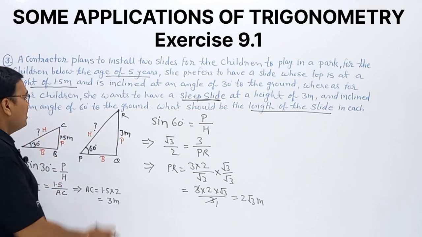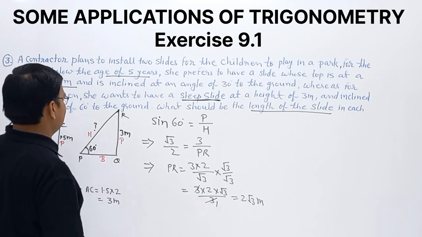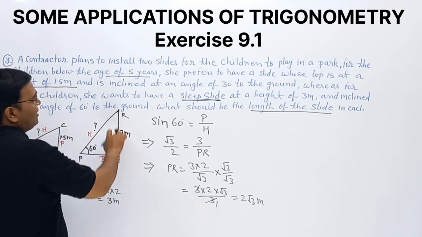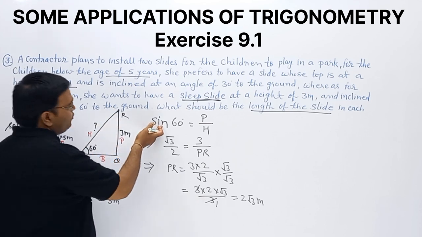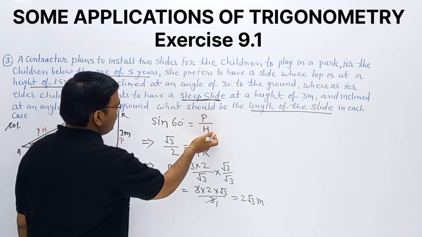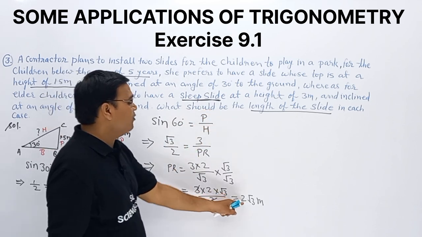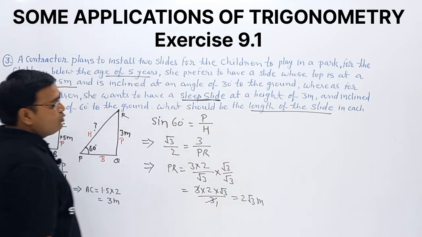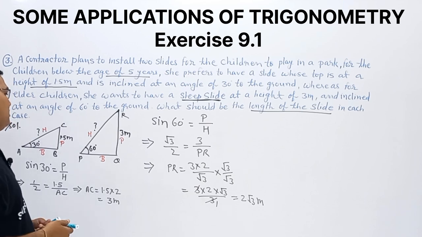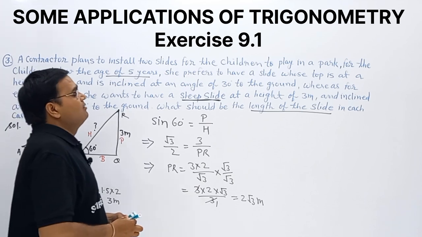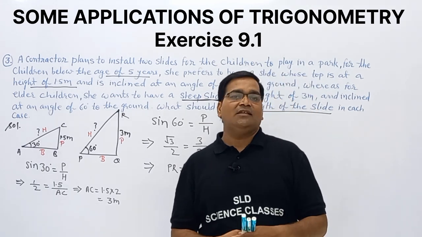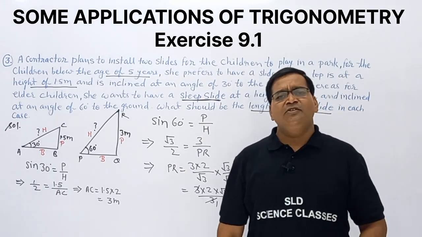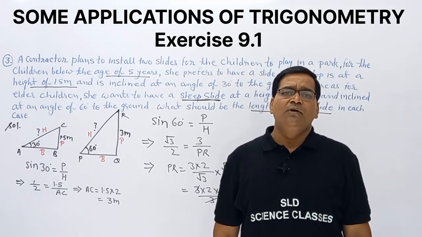This hypotenuse will be the length of the slide. Now for the elder group children, we are having height 3 meter and inclined at 60 degree. We require the length of the slide. Same process we will follow. Sine 60 degree will be P upon H. We will put the values and solve. We are getting the length of the slide as 2 into square root of 3 meter. So we obtained the length of the slide in each case. I hope you understand this question. That's all about this question. Thank you so much.